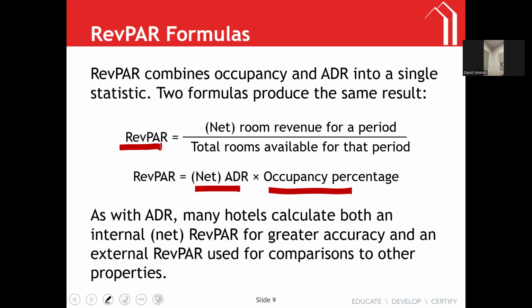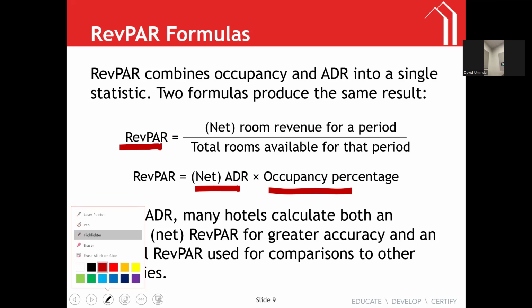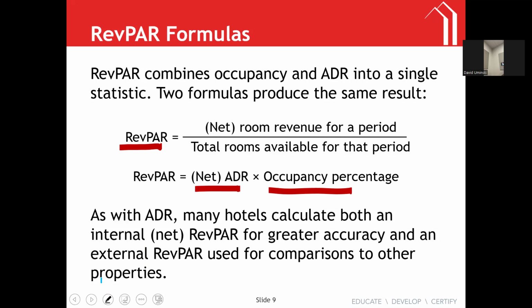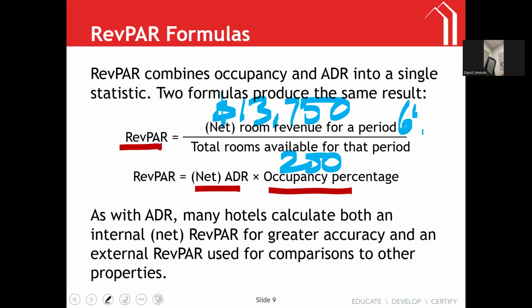All right, so let's take a look at our revenue per available room. In this case, let me do blue so it stands out. We had 13,750 divided by 200 rooms. And what did we get? 68.75. Okay, so we're dealing with dollars and cents. We're not going to round up to $6.80. It's always dollars and cents. So it's 68.75.